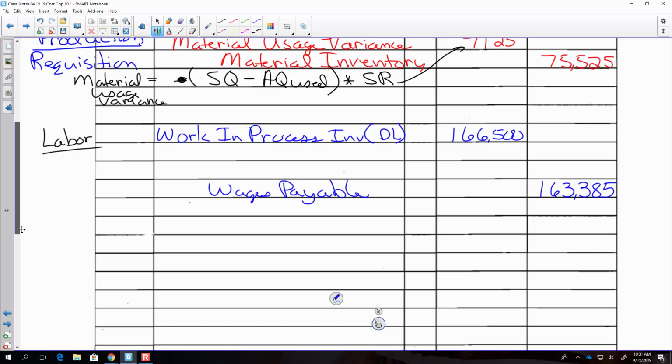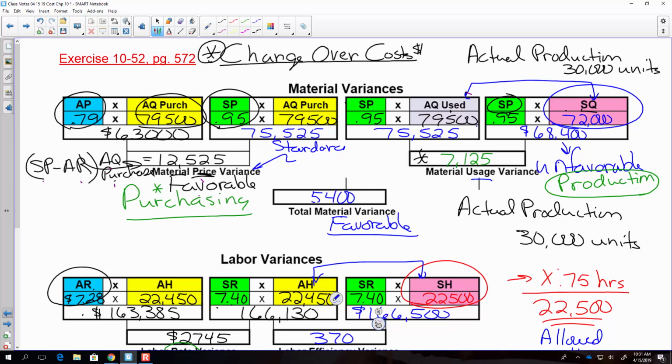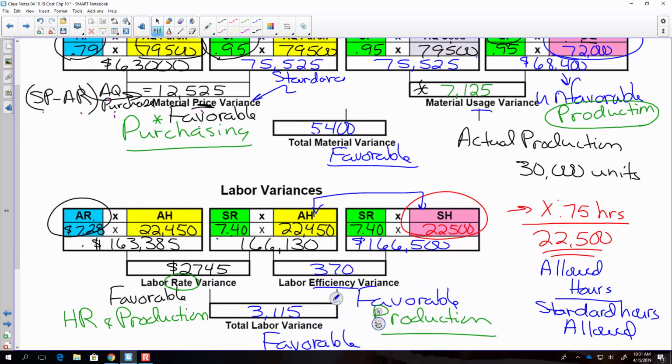And both my rate and efficiency variances were favorable, right? So there'll be both credits. Labor rate variance, credited. Labor efficiency variance, 2,745 and 370.